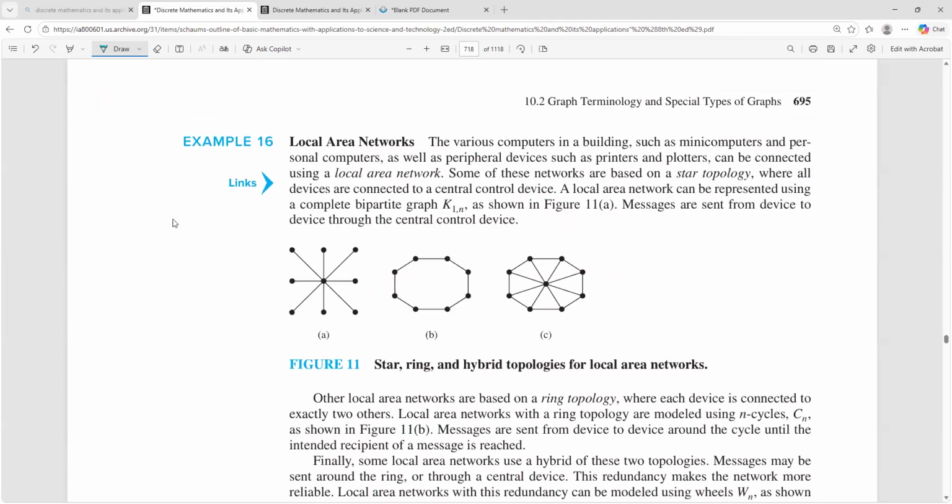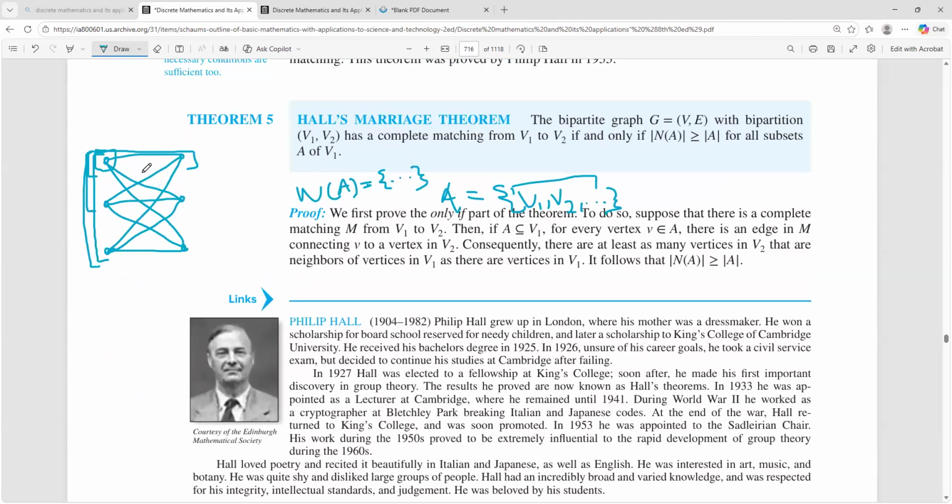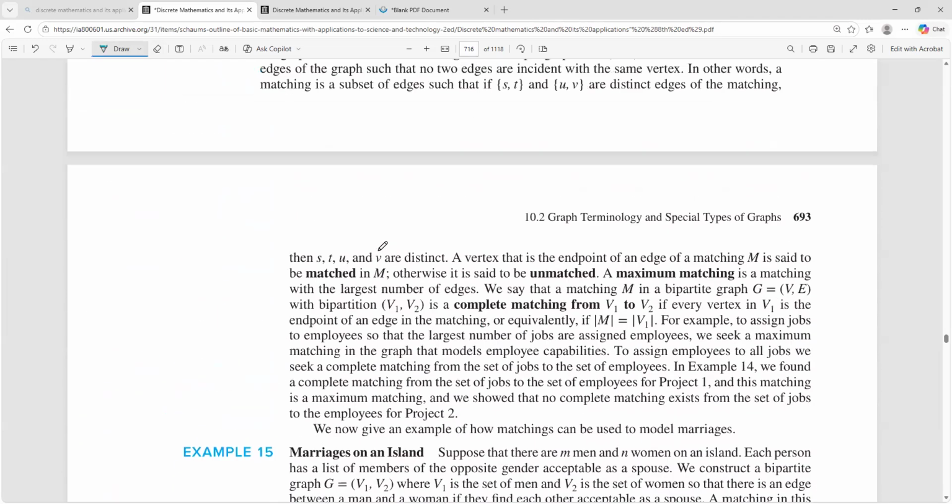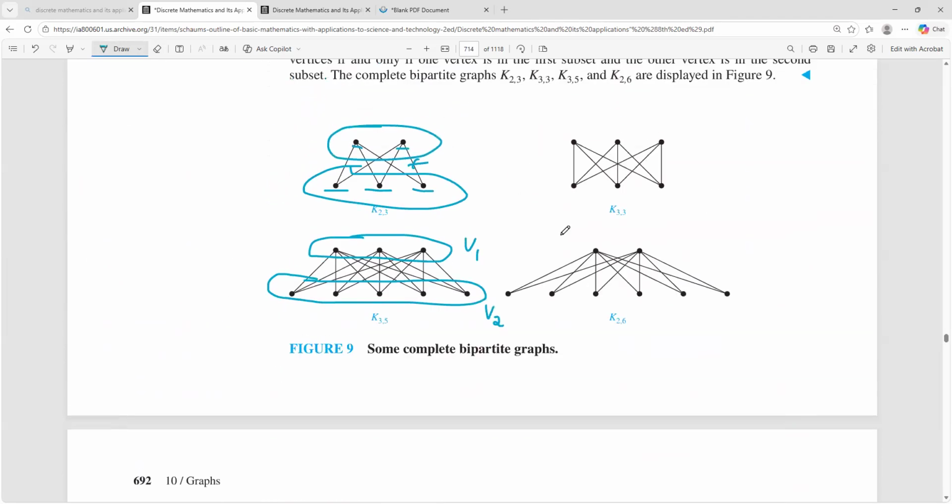Example. When you think about an example, it's better to draw things out. So for example, here's an example of a complete K33. Actually, let's do this K26. If this is my set A, then the neighborhood of A would be 6, right? If I take the neighborhood of these two, it's going to be 1, 2, 3, 4, 5, 6 still. 6 is greater than 2.